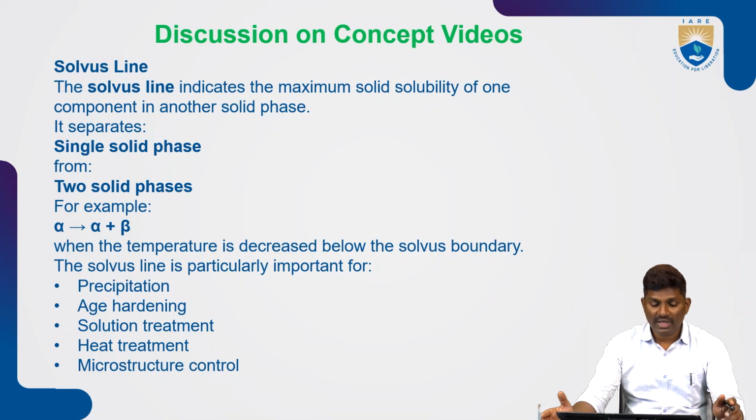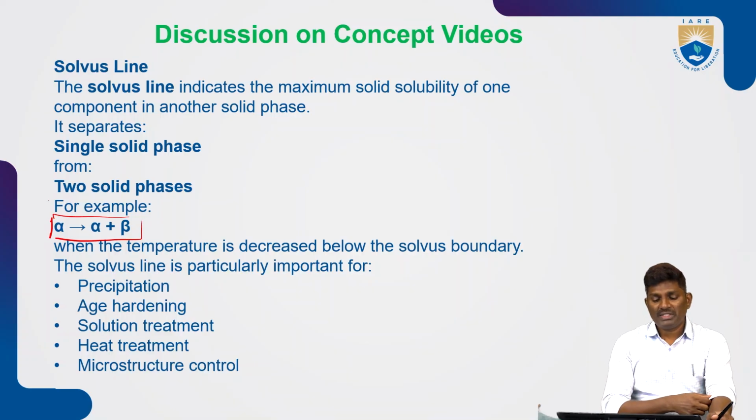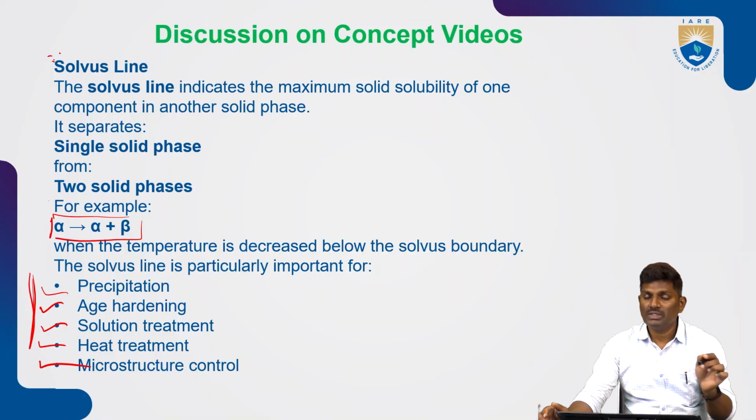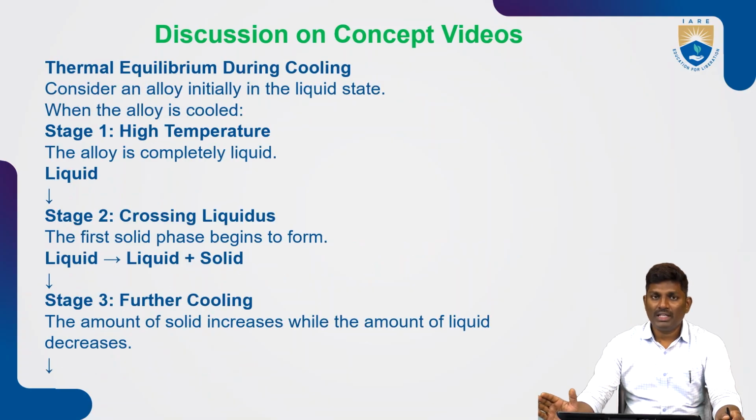Single solid phase, two solid phases. So alpha gives rise to alpha plus beta. That means when the temperature is decreasing below the solvus boundary line, it is important to understand the precipitation, age hardening, solution heat treatment and microstructure control. All these categories can be studied with the help of the solvus line. And thermal equilibrium during cooling.